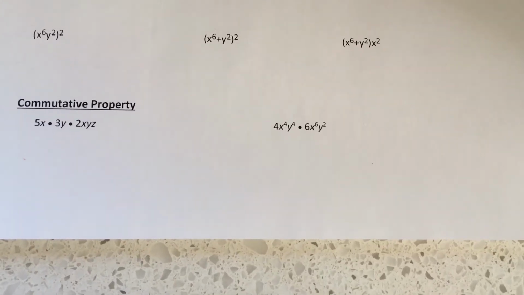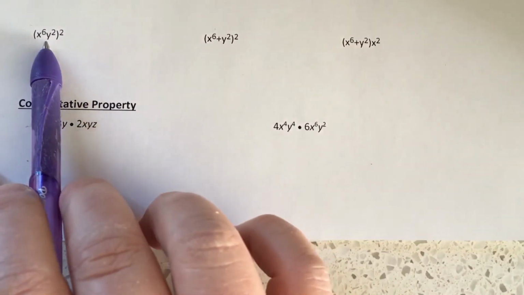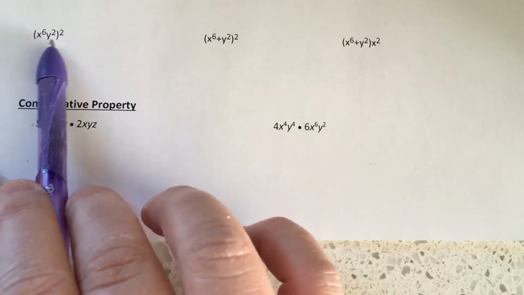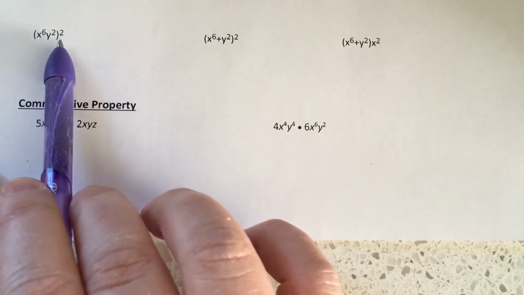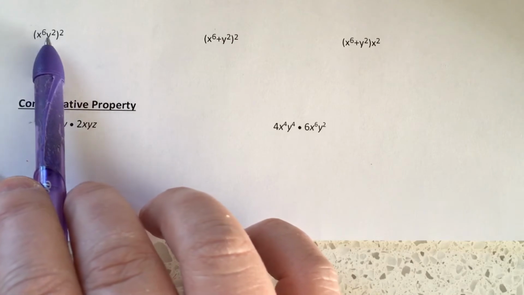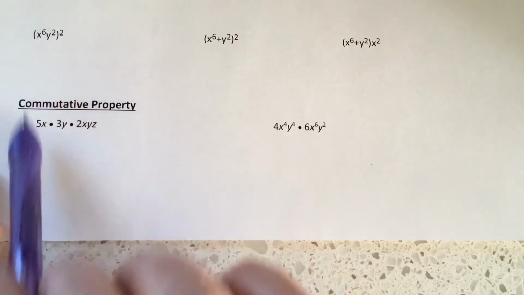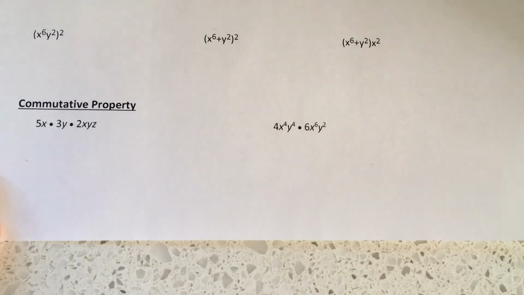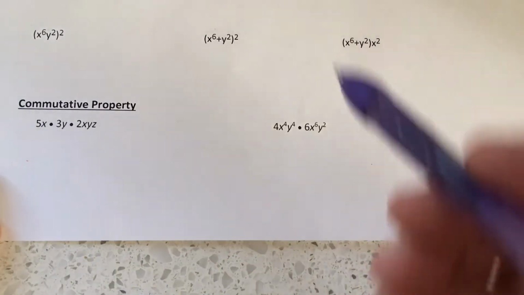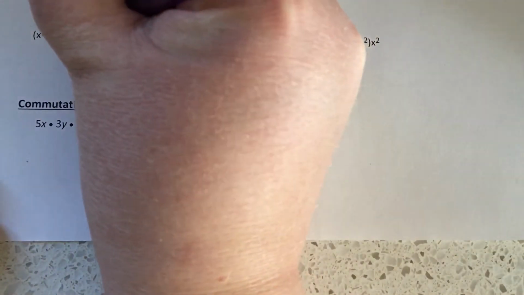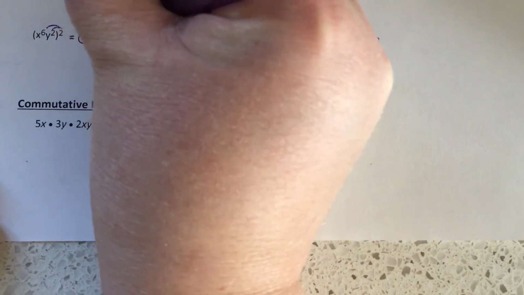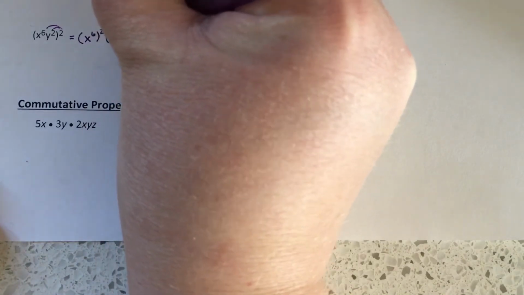Let's finish with these last few distributive and commutative properties using exponents. So with this first one, where we're distributing an exponent, we're allowed to distribute exponents over multiplication or division. That's part of the exponent rules we learned in previous videos. So what I mean by distribute is that the squared goes to both factors. So in other words, this is the same as x to the 6th being squared and y squared being squared.